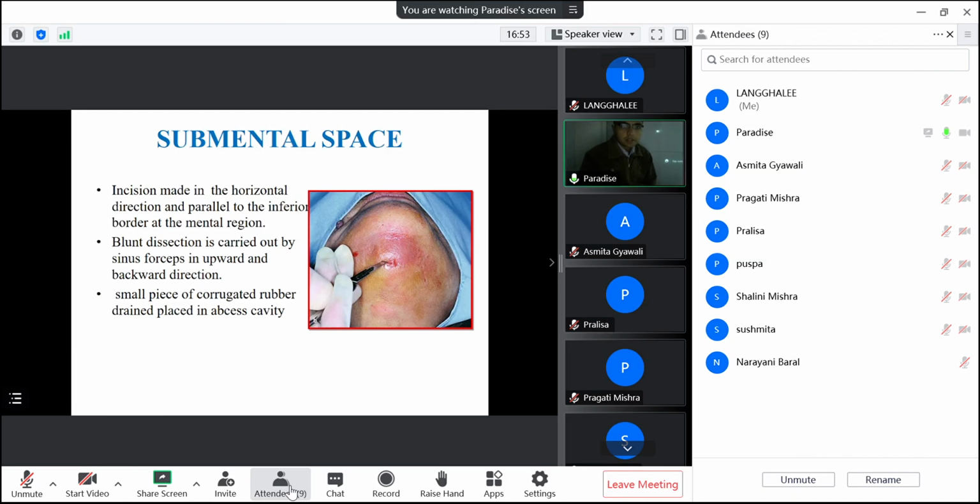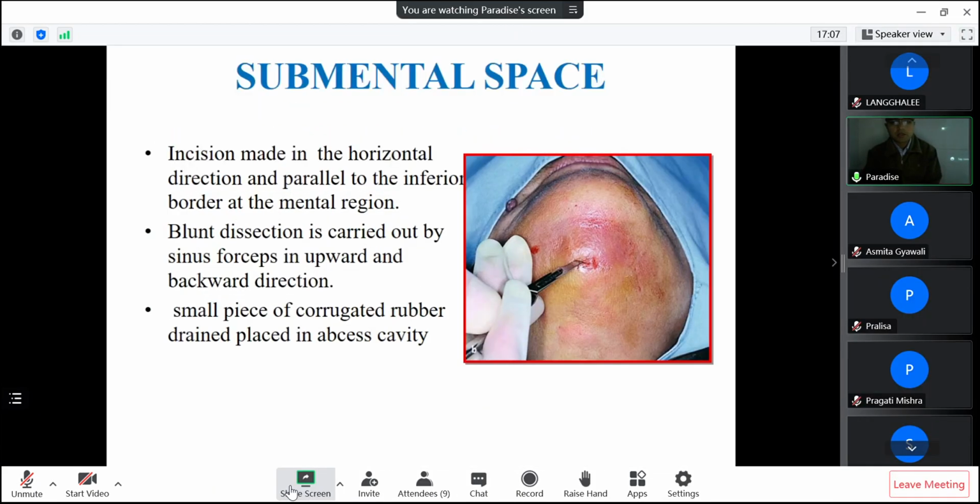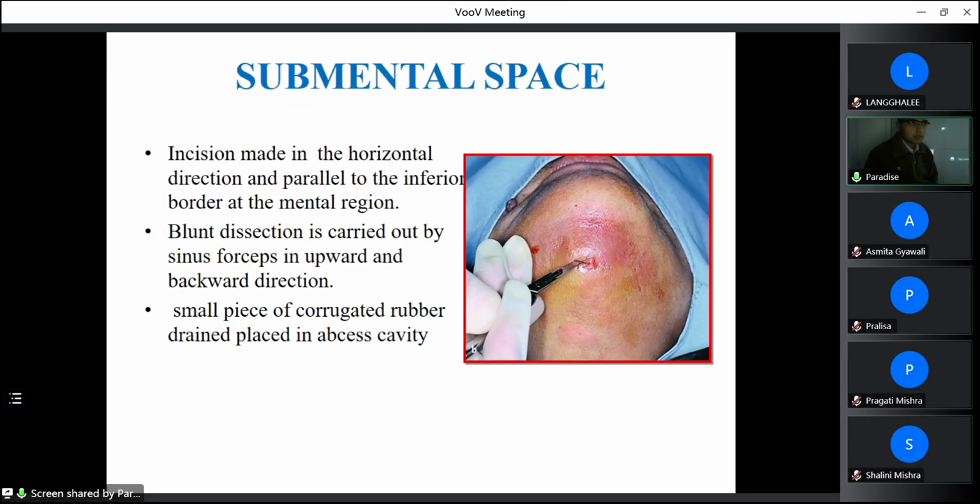And then there is submental space infection. Again, in case of submental space infection, you have to give the incision near the chin, just below the chin, about 2 to 3 centimeters posterior to the lower border of the mandible anteriorly, and you have to drain the pus. And fortunately, there is no important mandibular structure in the submental area. There is no neurovascular bundle, so it's easy to treat submental space infection. You just give a small incision and you can drain the pus.